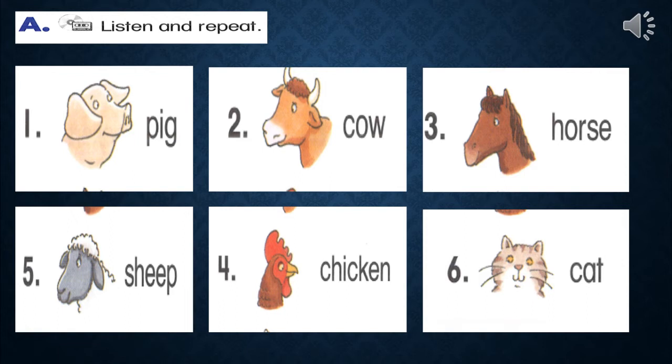Unit 3, page 10. Word time. A. Listen and repeat. Number 1. Pig. Number 2. Cow. 3. Horse. Number 4. Chicken. 5. Sheep. Number 6. Cat.